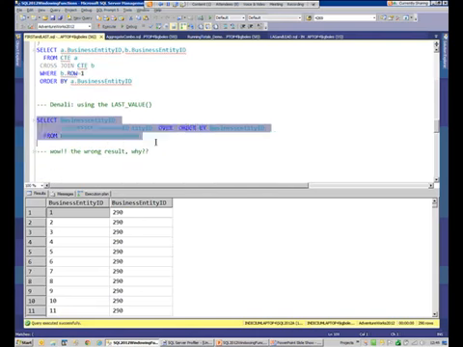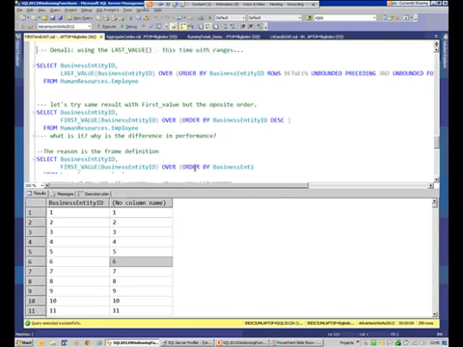Last value, oops. And the gentleman over here asked the question that we already know now why that happened. Range unbounded preceding to current row. And as each row streams through, it is the last row when you say up to current row. That's going to be a common mistake that I'm going to see in the wild.